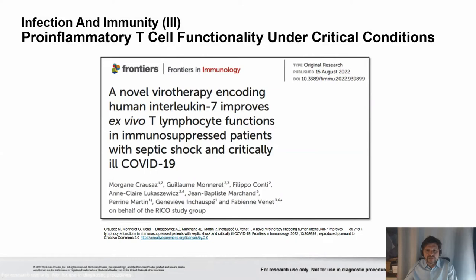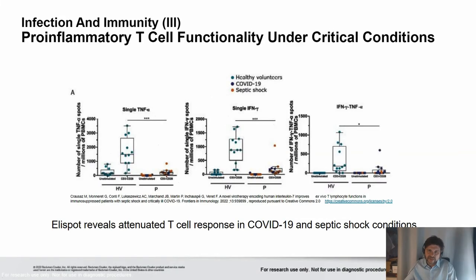Third example, infection immunity. Here we are looking at pro-inflammatory T cell functionality, again in COVID patients. This was done in the context of looking at the effect on T cell functionality of a certain novel therapeutic approach in COVID. And what we can see here with ELISpot very nicely is that, if you look at the left part of the graphs, upon stimulation with CD3/CD28 you see a strong induction of TNF-alpha or interferon-gamma or both of them, whereas in the patient cohort you see only very little stimulation by CD3/28 with regard to the production of the cytokines or the mixed production of cytokines.